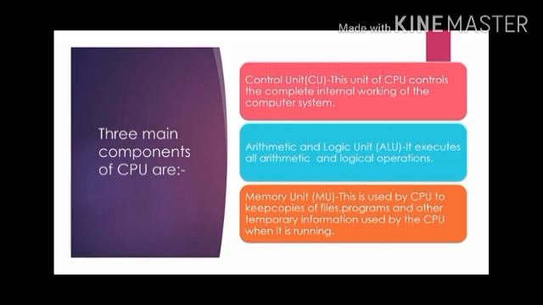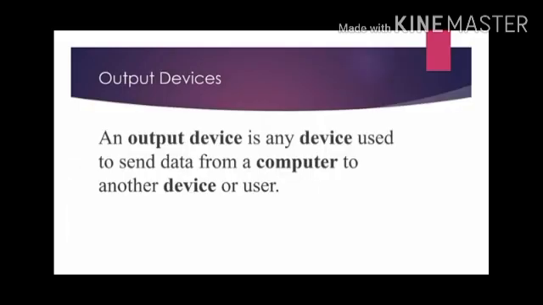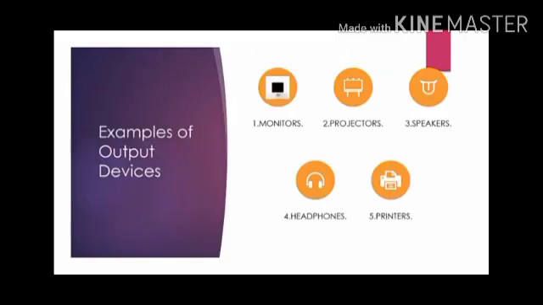There are two kinds of memory. One is ROM and the other one is RAM. Now what is an output device? So the output device is any device used to send data from a computer to another device or a user. And output devices are used to display the data that we input into a computer and the results which we get after processing. Some examples of output devices are monitor, speaker, printer, etc.